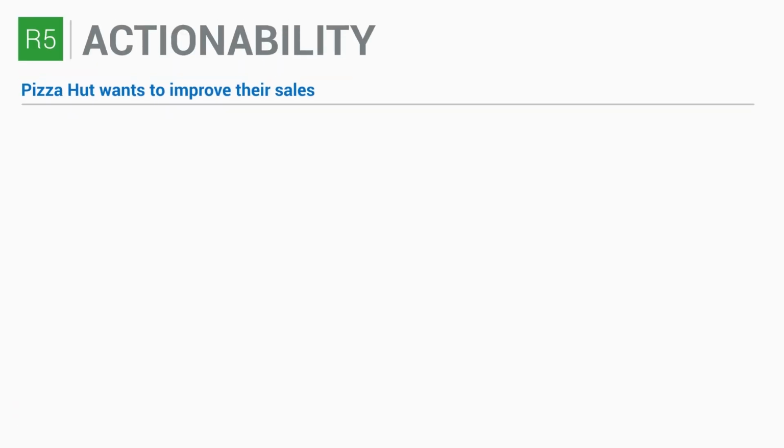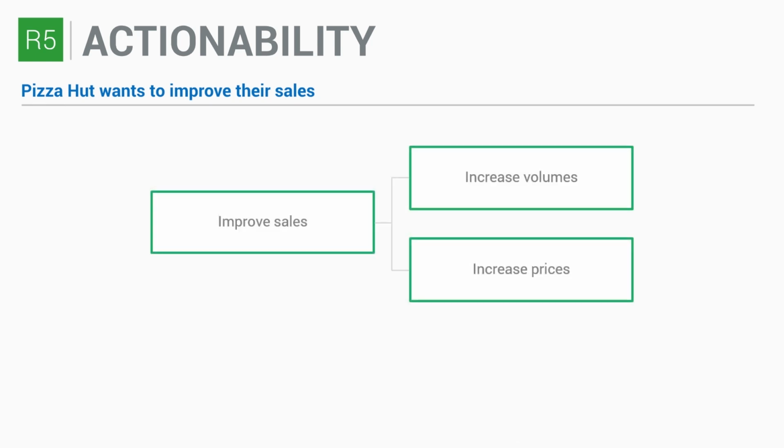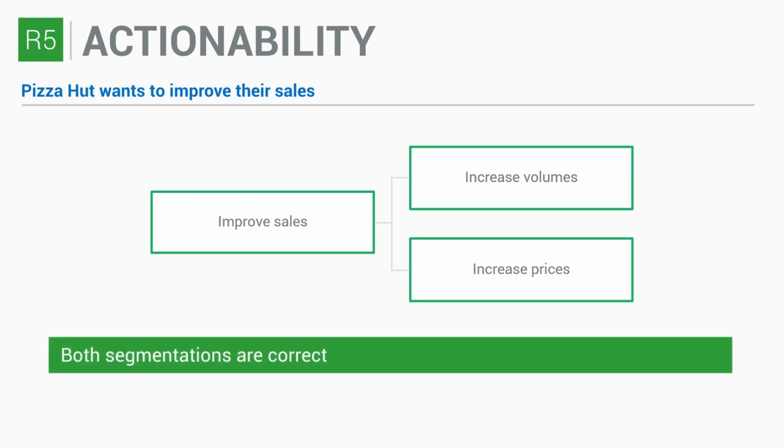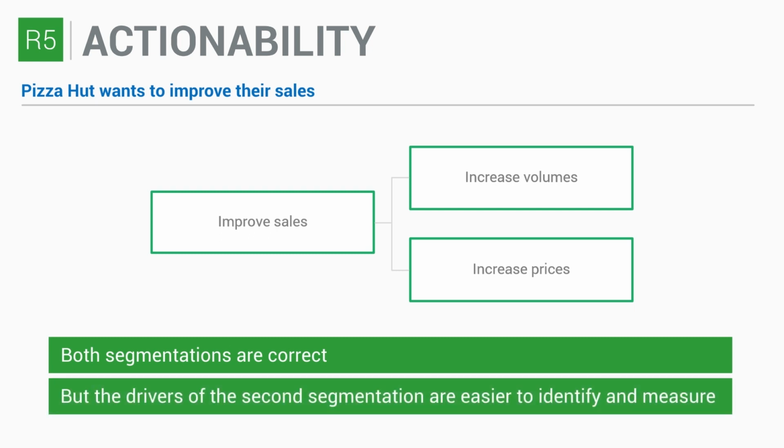Let's look at a different segmentation. In the pizza case, the sales can be improved by either increasing volumes or increasing prices, or both. Both the earlier segmentation and this one are correct. However, the drivers in this case are easier to identify and are measurable and actionable.